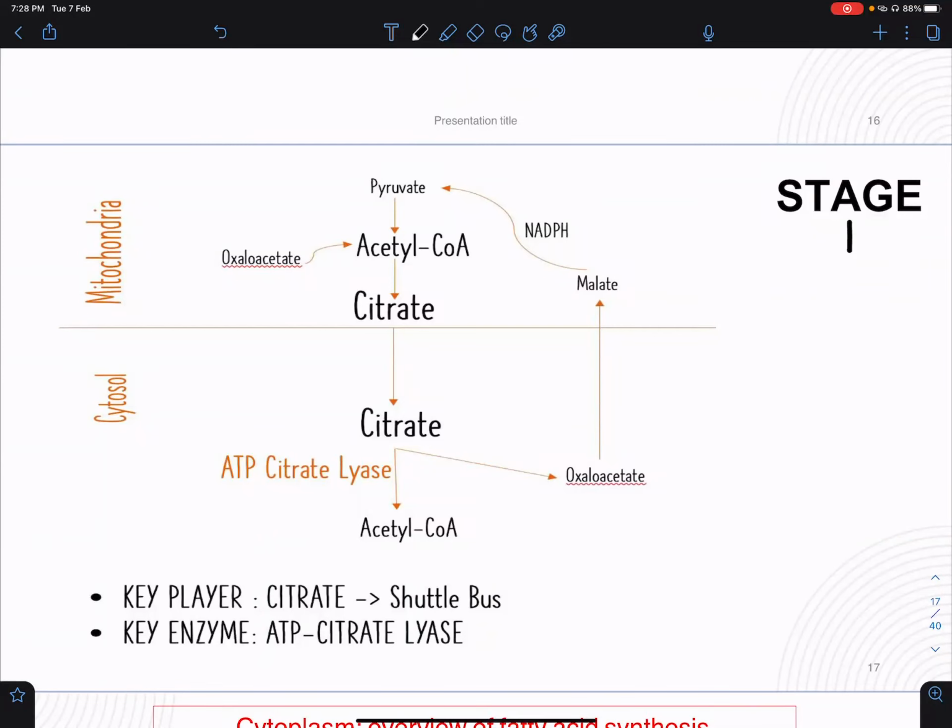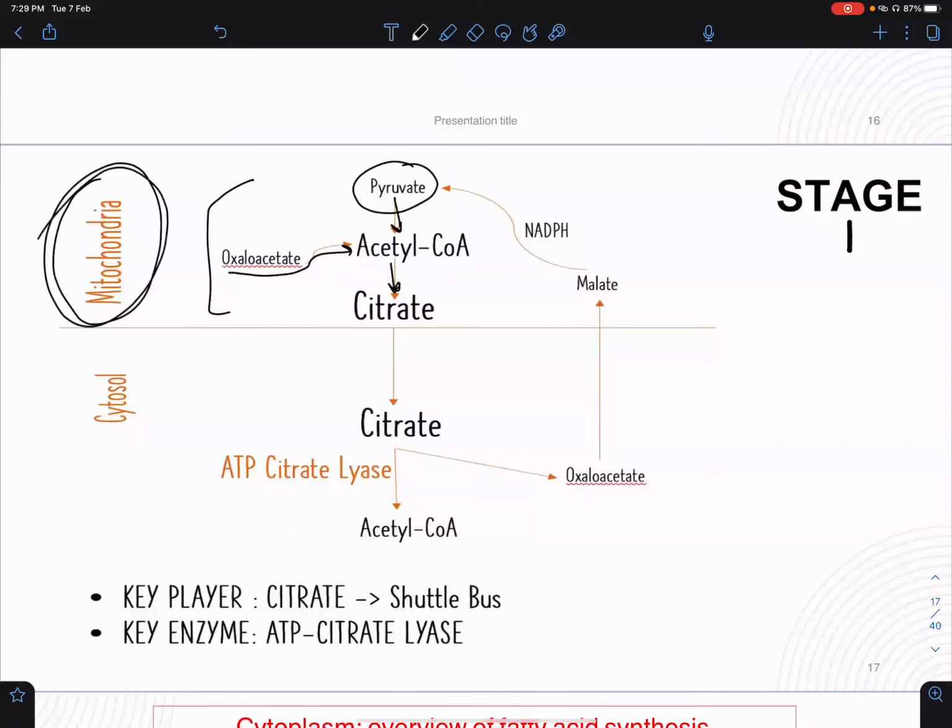So this is basically everything we talked about, which is pyruvate. From the glycolysis, it becomes acetyl-CoA, which combines with oxaloacetate to give you citrate. This is basically just Krebs cycle, normal stuff. We discussed this. This is all happening in the mitochondria, okay? We want the acetyl-CoA, which is the building block of fatty acid synthesis, to be in the cytosol. We don't want it in the mitochondria. We want to take it to the cytosol.